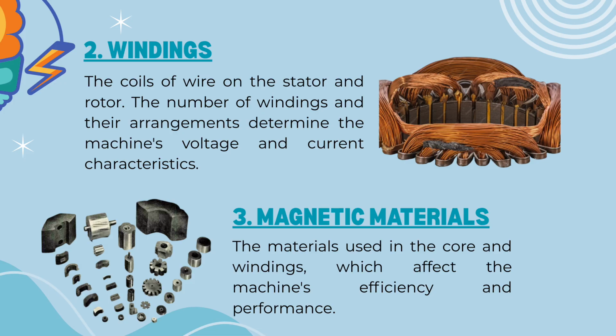And next is the magnetic materials. The materials used in the core and windings which affect the machine's efficiency and performance. So, these magnetic materials are used in the core and sometimes around the windings of an electrical machine. They help guide and strengthen the machine's field, which improves the machine's efficiency and performance.